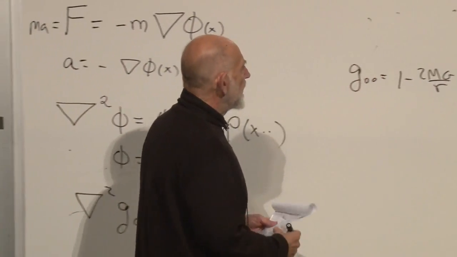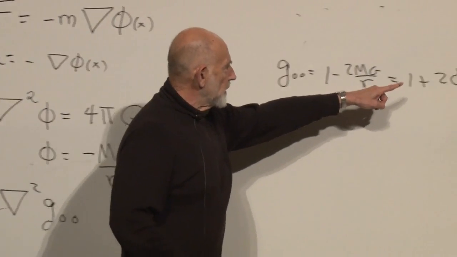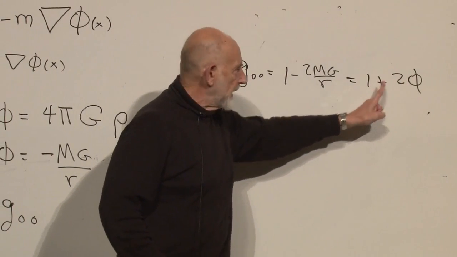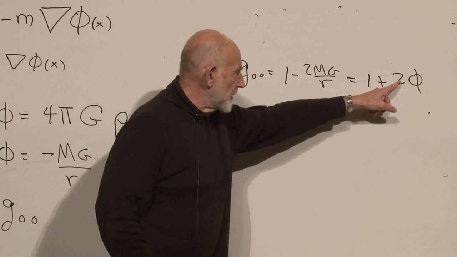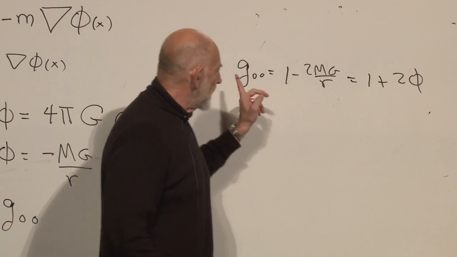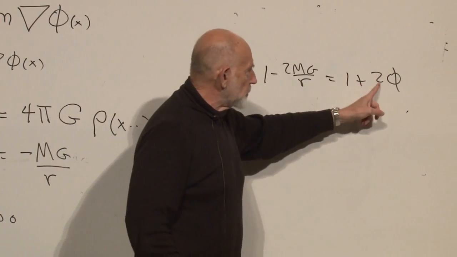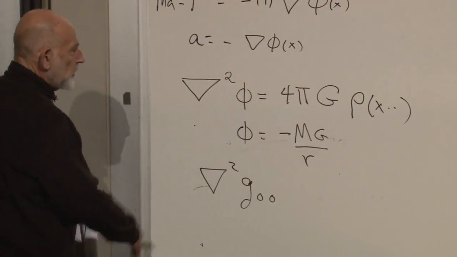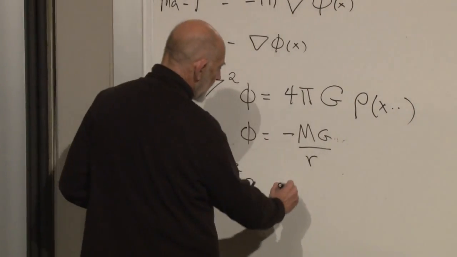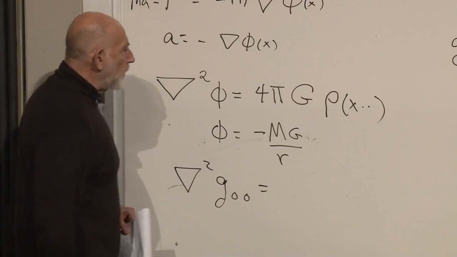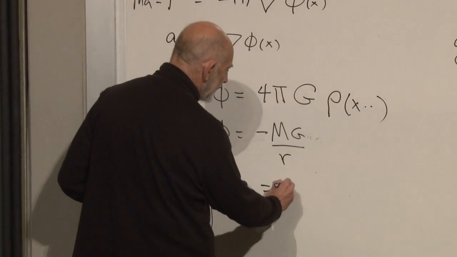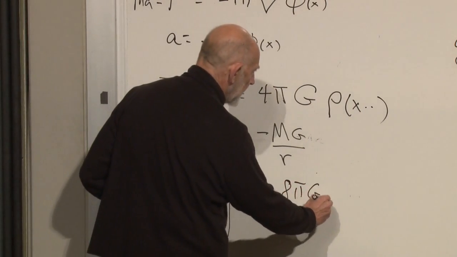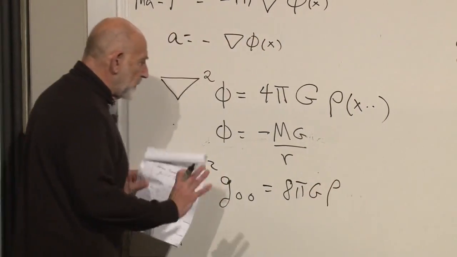1 plus 2 phi. So del squared g0 naught is just twice del squared phi, the one that has no derivatives. Derivative of 1 is 0. Del squared g0 naught is just twice del squared of phi. So del squared g0 naught is equal not to 4 pi, but to 8 pi G rho. Now this should be taken with a grain of salt.